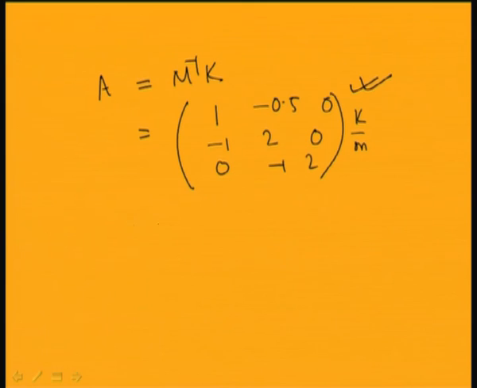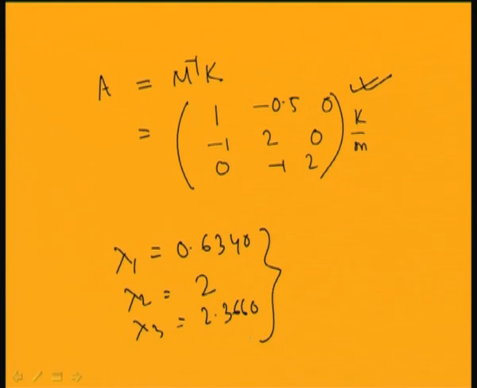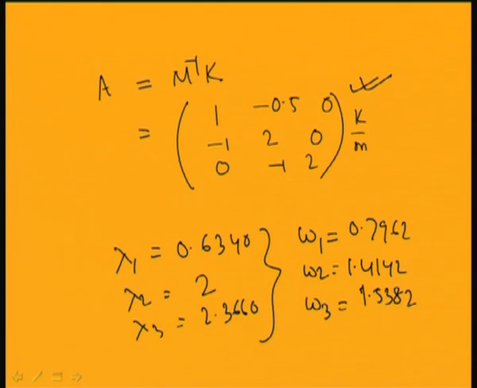So, if you find the eigenvalues of this matrix, you get lambda 1 equal to 0.6340, lambda 2 equal to 2 and lambda 3 equal to 2.3660. The corresponding omega 1 will be equal to 0.7962, omega 2 equal to 1.4142 and omega 3 equal to 1.5382, each multiplied by root over K by M.